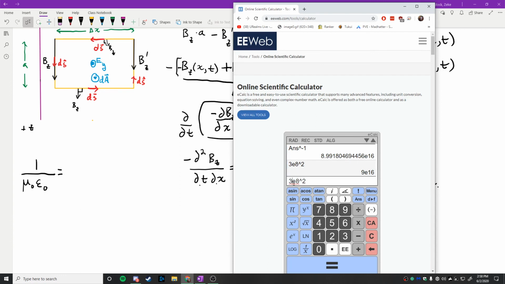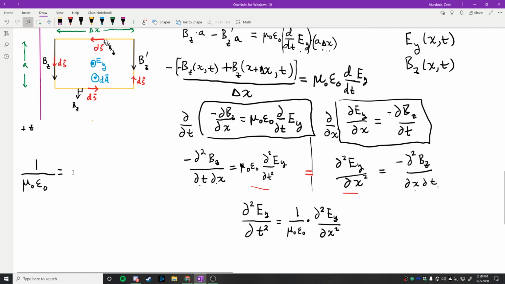This was already known to be the speed of light, and it just happens to be the case that when you multiply mu naught times epsilon naught, you take the inverse, like we have over here, you literally get the speed of light squared, which just boggles my mind. So this quantity is exactly equal to what we call c squared, the speed of light.